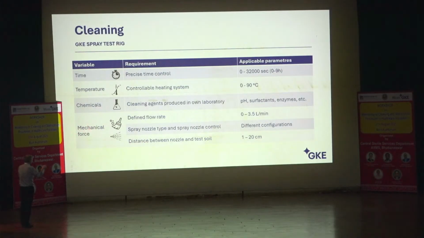Regarding the mechanical force, we have different impact on the mechanical force. Of course, the flow rate: the higher the flow rate, the stronger the mechanical force will be when the water hits the surface. Then we can use different spray nozzles. You can have a spray nozzle which is emitting a very sharp and focused spray, or you can have something which is more like a sprinkler system. All of that is available. And of course we can change the distance between the nozzle and the test soil, so we can decide how far away the nozzle will be.